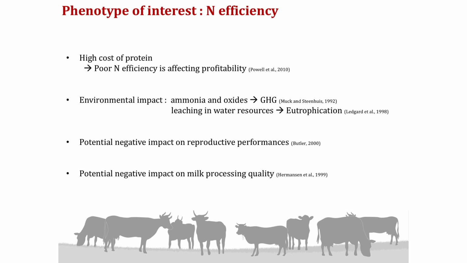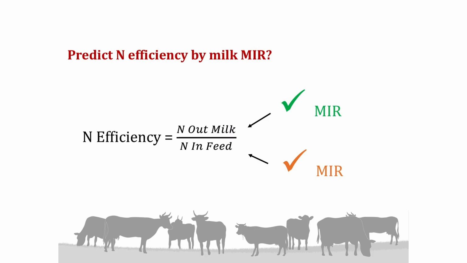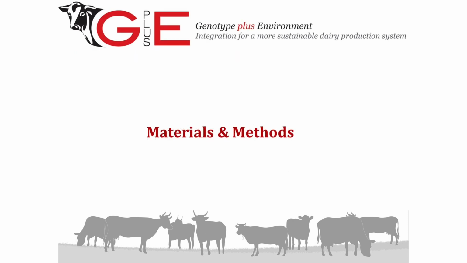Also, nitrogen efficiency have a potential negative impact on reproductive performances, and also have a potential negative impact on the milk processing quality for the cheese making ability of the milk. Okay, as you know, nitrogen in milk is easy to measure. We always measure protein with mid-infrared spectra, but to predict the potential presence of nitrogen in feed, that's the part that we need to test.